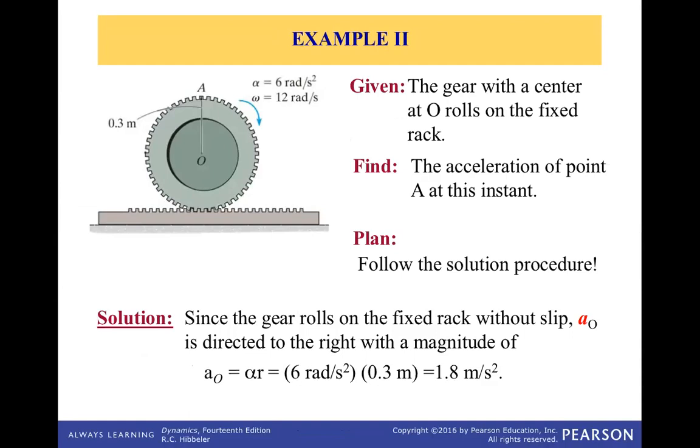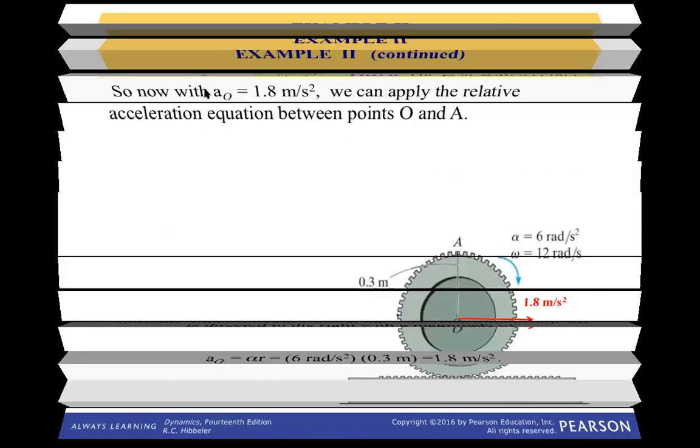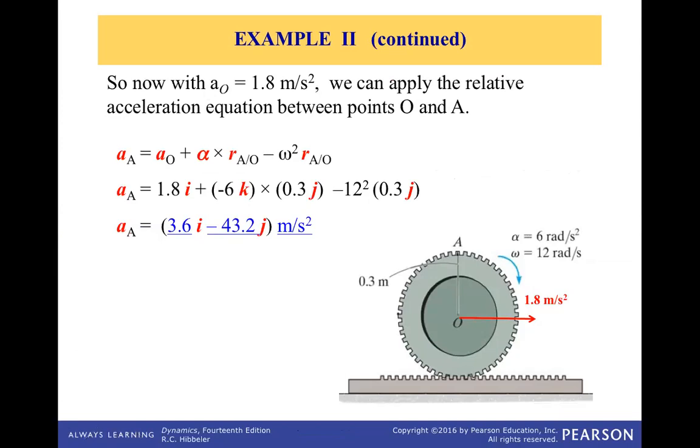So alpha times R in the I direction: 6 times 0.3. 0.3 is the radius, so 1.8 meters per second squared. This is A sub O. Once we have A sub O, we can use the relative acceleration equation to figure out the acceleration at point A. So this is what we are going to do. We are going to use this acceleration equation. Now the base point is O, our reference point is O.